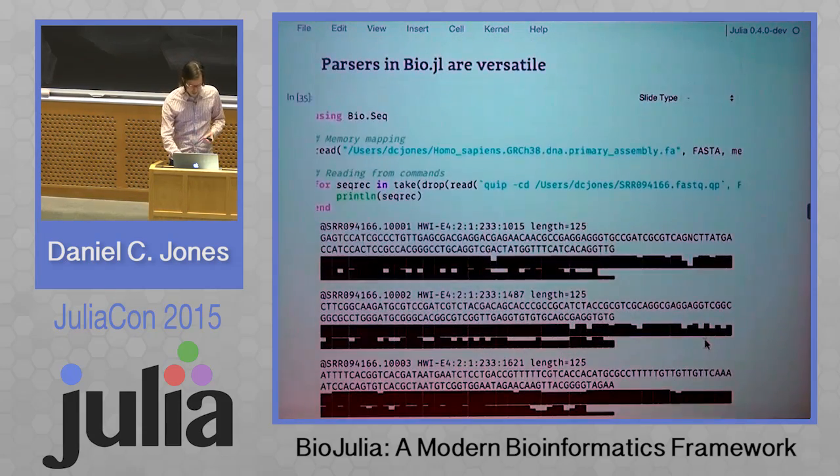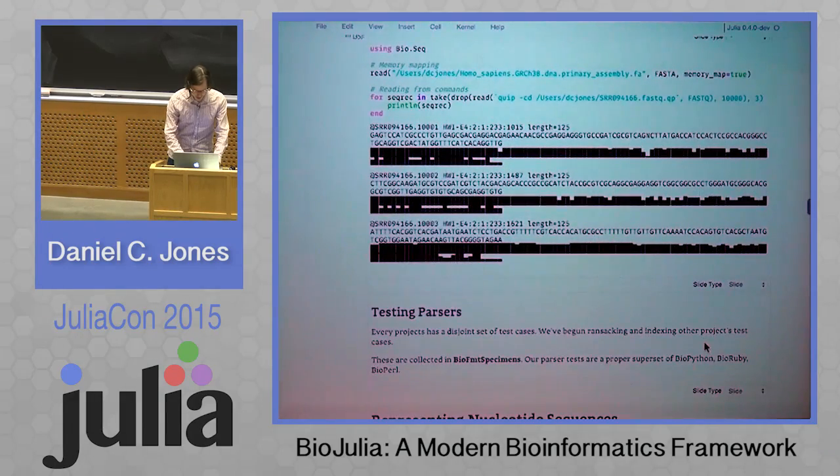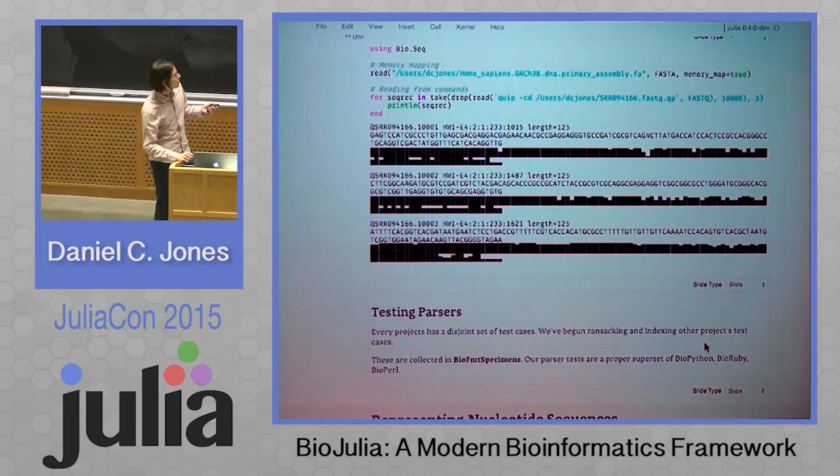I wanted to show this off. One thing we do, so like FastQ has these ASCII encoded quality strings, which are unreadable. So we instead print it as these nice Unicode bar charts.